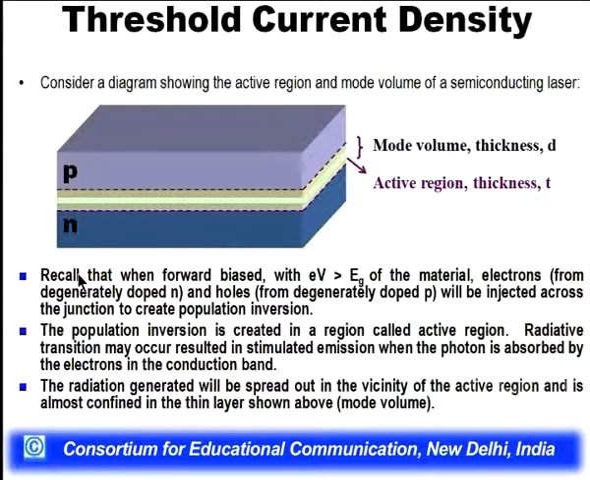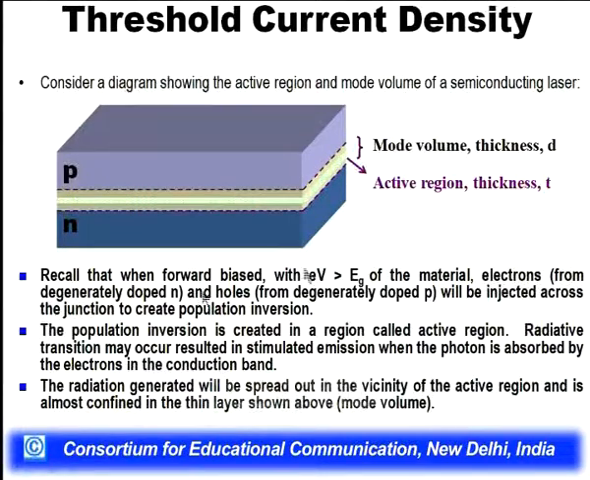Now we discuss the threshold current density. Here we consider the diagram showing the active region. This is the active region between the PN junction and the mode volume of the semiconducting laser. Here we can get the output in this active region. This is the mode volume, which has thickness D. As we recall, when we talk about forward biasing, then eV, electron volt, is greater than or equal to Eg. Eg is the band gap of the material.